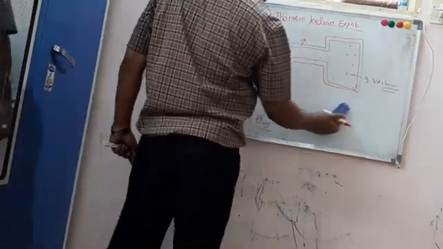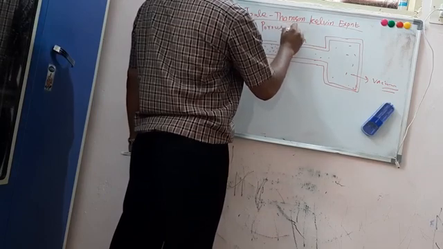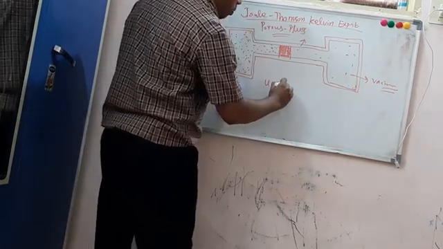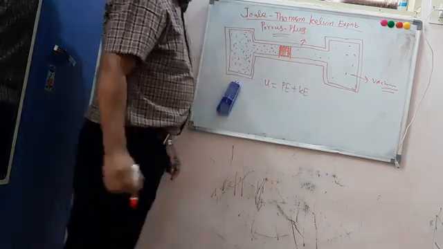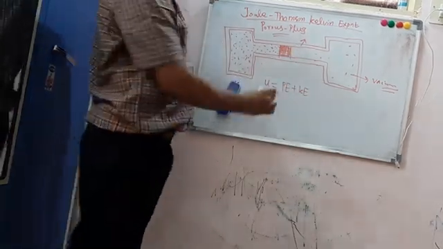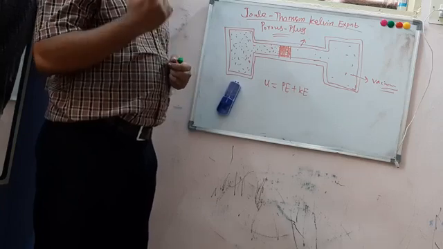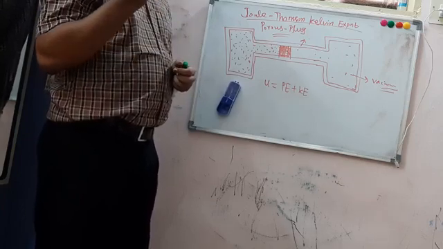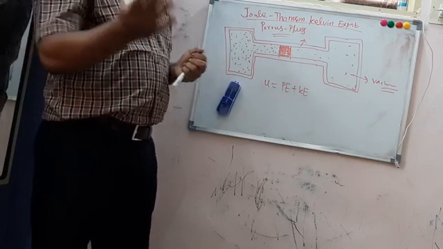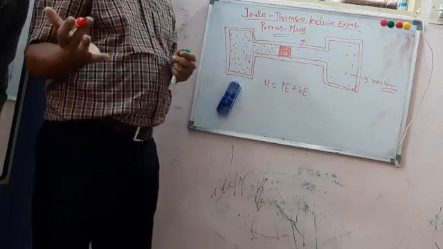So what is internal energy? Internal energy U is equal to potential energy plus kinetic energy, and internal energy changes means its kinetic energy changes. Kinetic energy is nothing but temperature. Whenever you speak about temperature, you are talking about the kinetic energy of atoms and molecules. So you are going to measure temperature means you are going to see the kinetic energy of atoms and molecules in a system.